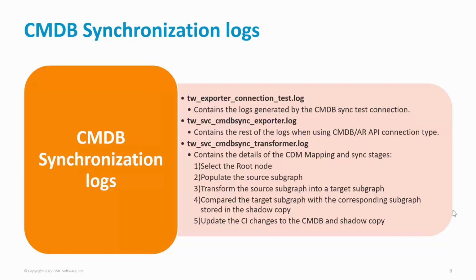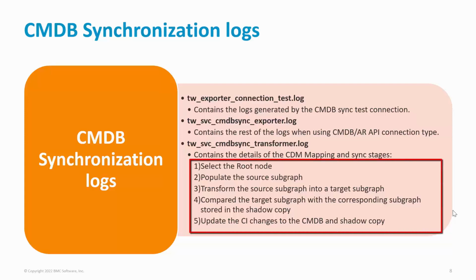The first log, the connection test log, as the name says, captures the details when we test the Discovery to CMDB connection. The second log, the exporter log, captures the export related details when we are using a CMDB or AR API type of connection to integrate Discovery with CMDB. And the third log, the transformer log, captures the details of the CDM mapping as well as each stage of the integration. The transformer log is the most important one out of these 3 logs.